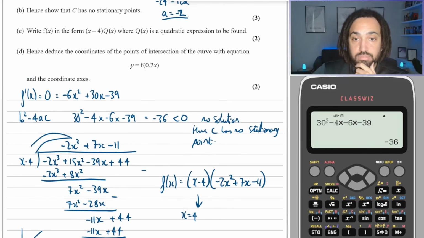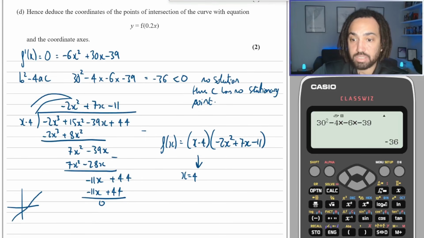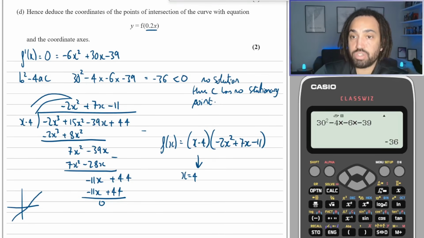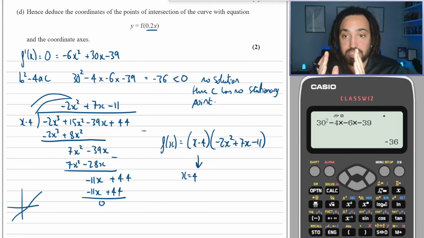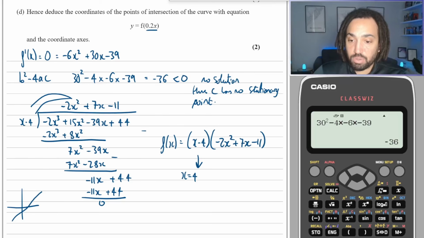Okay, and let's figure out then what the x coordinate will be when it's put through a graph transformation of f of 0.2x. Well, remember that is going to be a stretch in the x-axis, and the scale factor will be 1 over what you multiply by. So this will have a scale factor of 5. So therefore the x coordinate will be 20. So one of the points of intersection with the axis will be 20, 0.